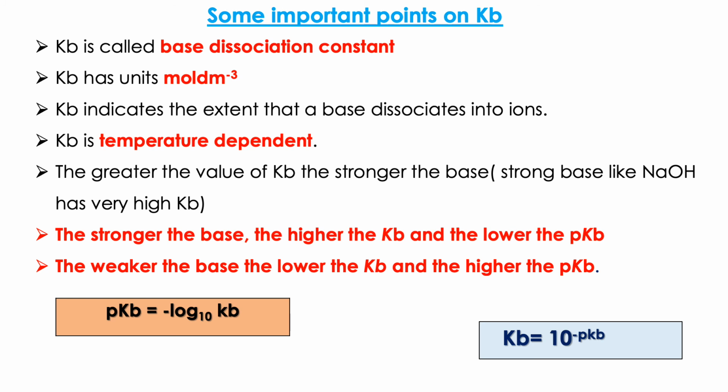The stronger the base, the higher the Kb value and the lower the pKb. The weaker the base, the lower the Kb value and the higher the pKb. pKb is equal to negative log 10 Kb, and Kb is equal to 10 to the power minus pKb.